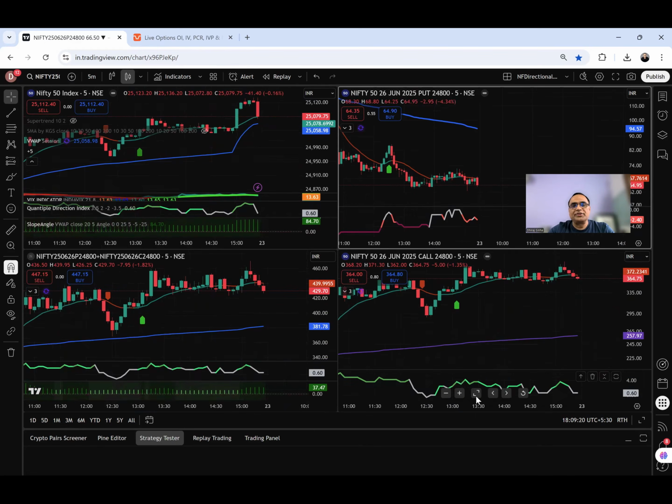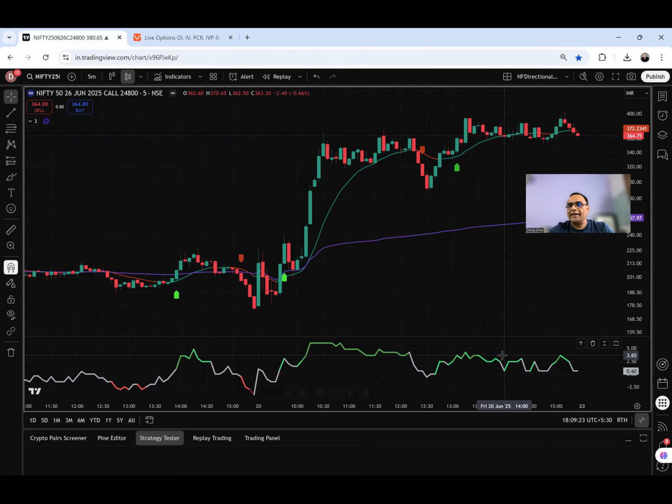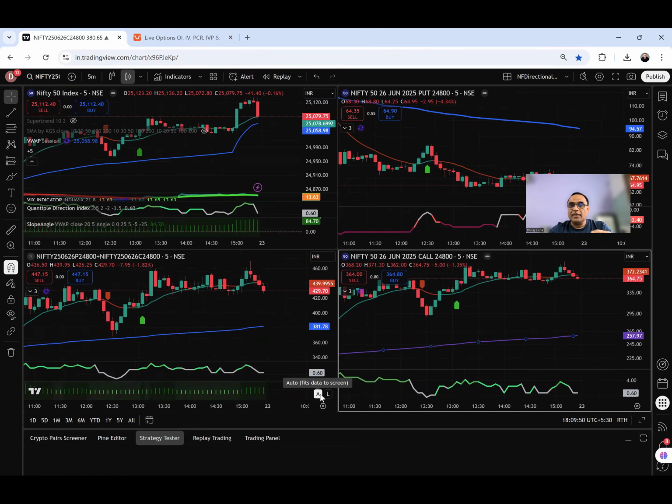Then I look at the call option chart. You can put an ATM chart for the put or the call, or you can put a chart 100 or 200 points away. Both are okay. More or less, they will show you a similar direction setup. So here, clearly, the price is above Lorentzian, and the price is above VWAP. My Quantiple Direction Index is green. So the call option is bullish. The put option is bearish. Nifty is bullish. And the IV was falling. That was the setup on Friday.